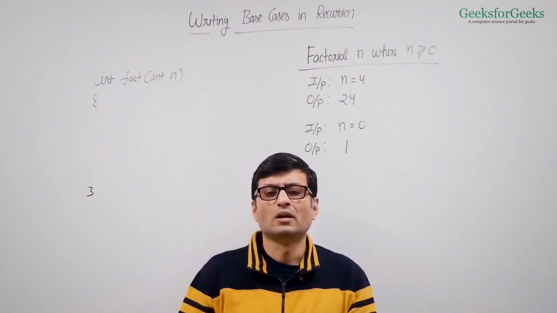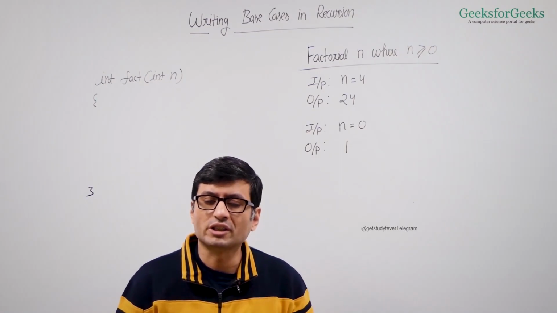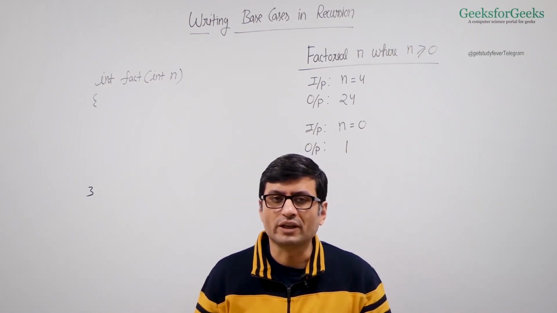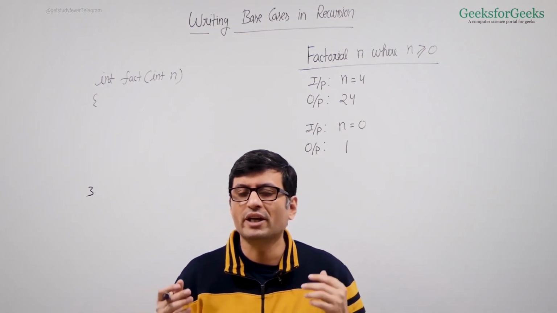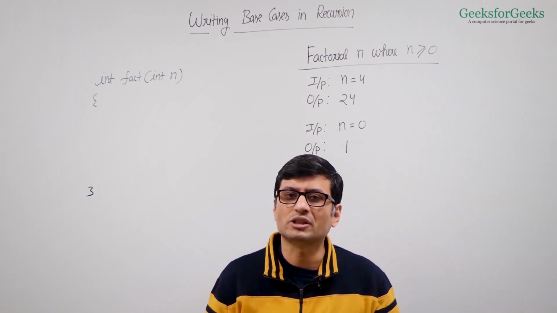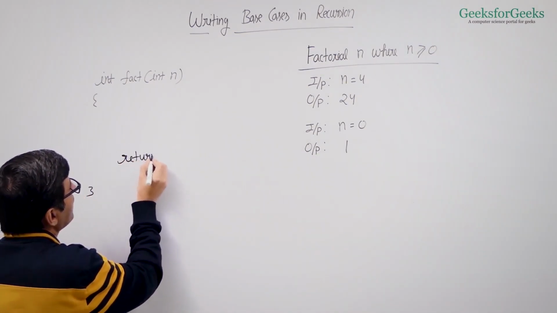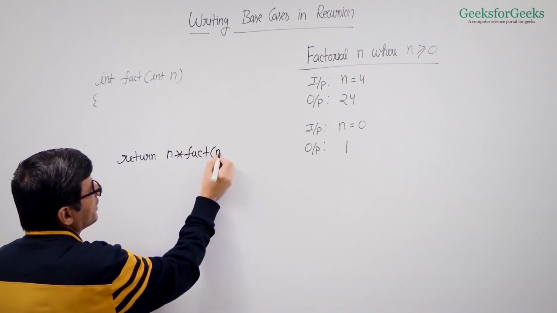Now please pause this video and try to write down recursive solutions for both the problems with proper base cases. Let us first consider the factorial problem and write down the recursive code for this. One thing we can easily guess is factorial of n can be recursively computed as n into factorial of n minus 1. So let's write down this part. We return n into factorial of n minus 1.